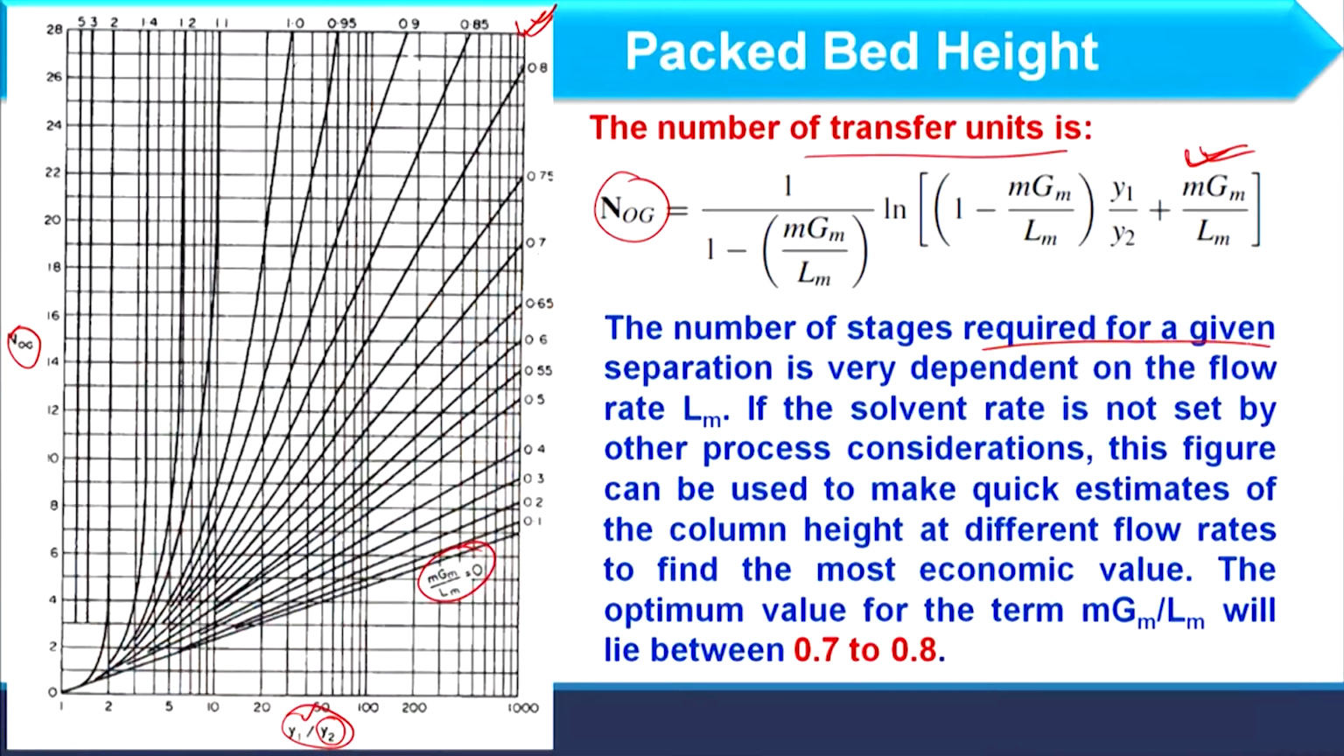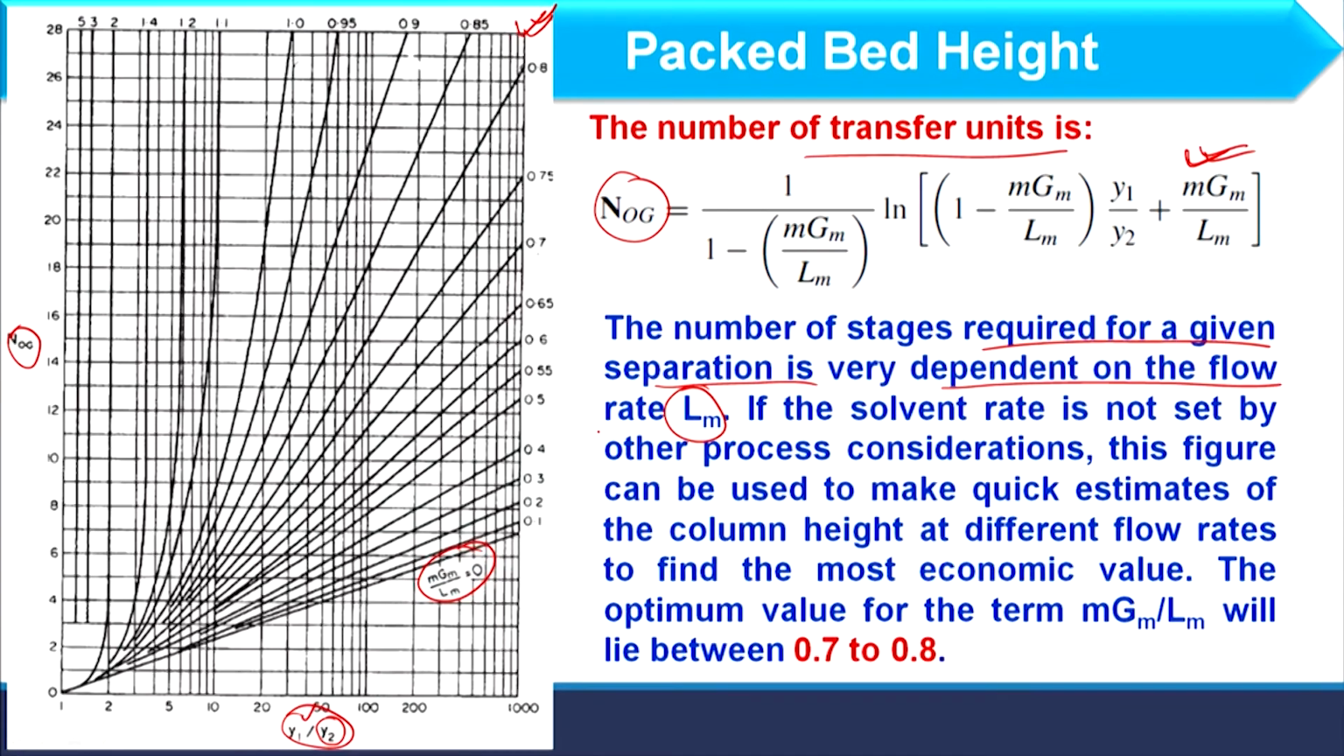Okay. Now, the point is, if I do not know any of these parameters, then what do I have to do? So, in that case, the number of stages required for the given separation is dependent on the flow rate of liquid, that is LM. Okay. So, usually the liquid flow rate, that is the solvent flow rate, is given to us, or it is a known quantity, but if it is not known, we can make the balance on the gas side as well as the liquid side, and then we can obtain the LM value.